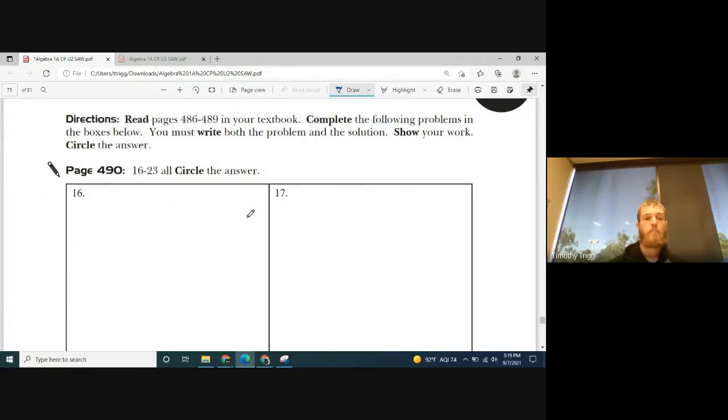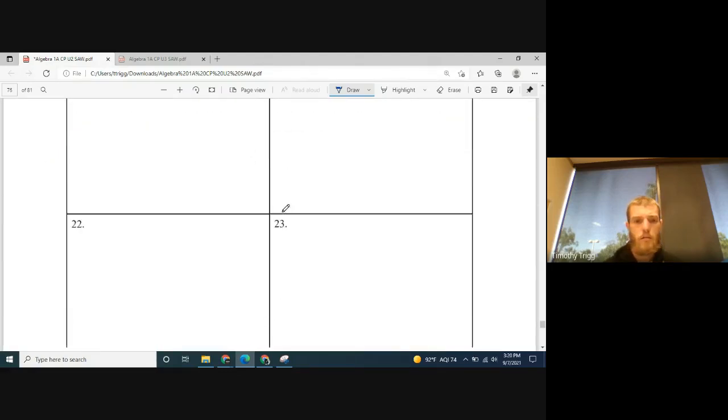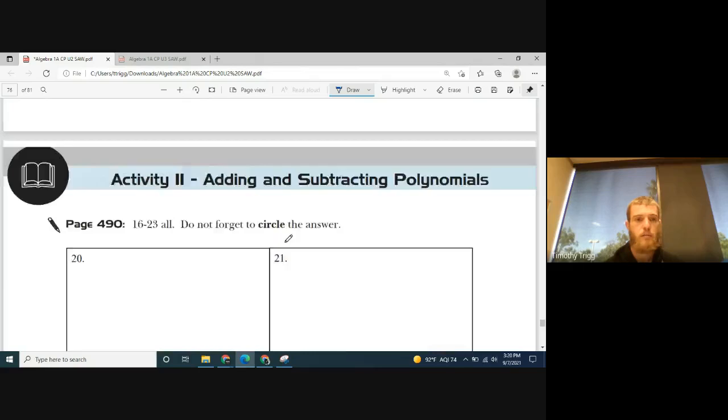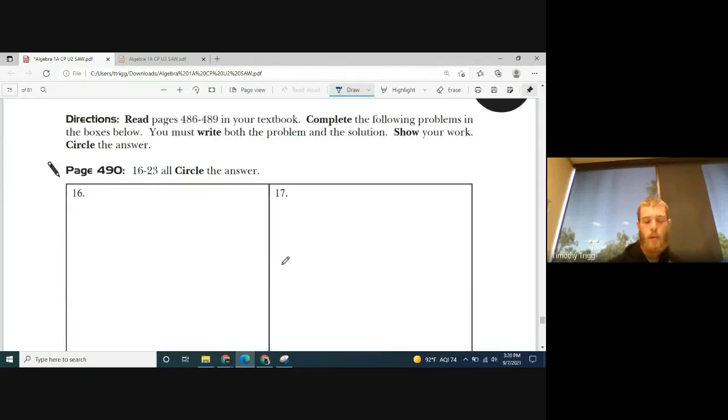Okay. Page 490. Let's go ahead and do this last section here. I think this is the last section, right? Yeah, last section. Woohoo. Okay. Page 490, starting with question 16 here. And basically here, we're covering combining like terms. So we have, in this case, 12p squared plus 8p squared.